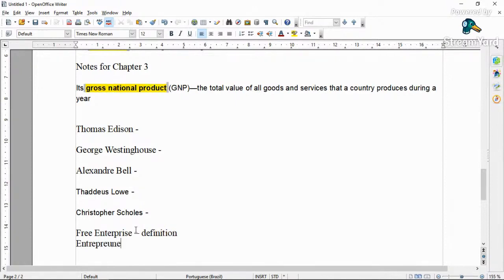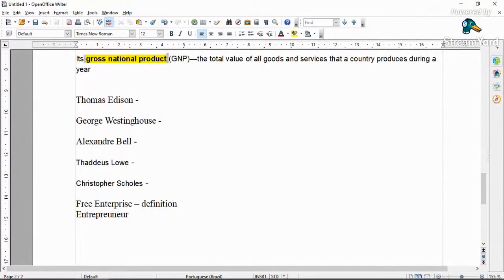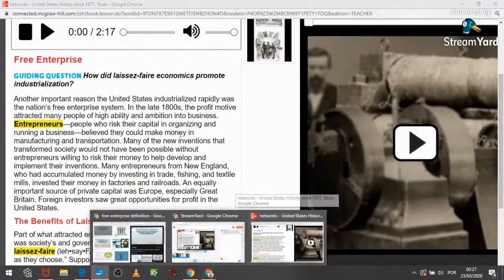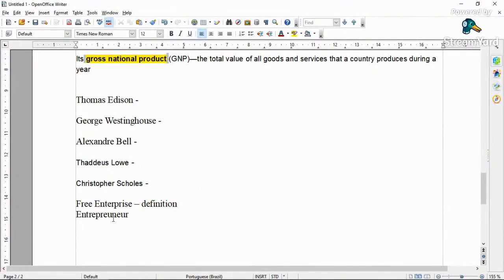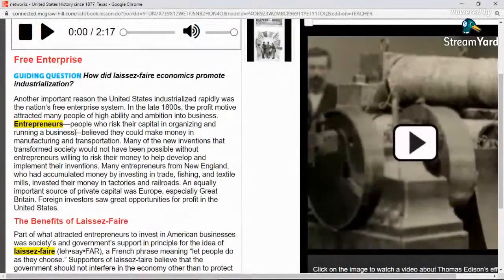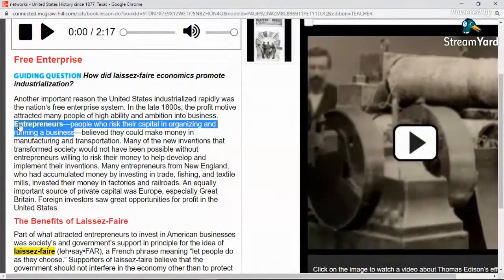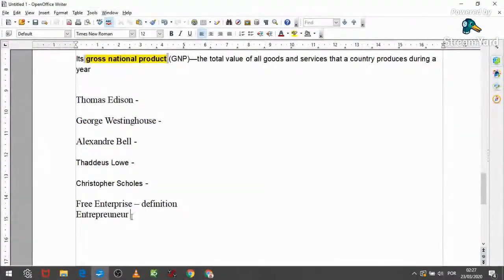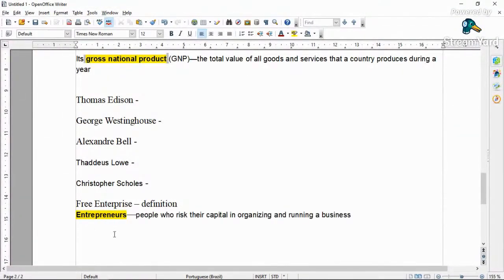entrepreneur. Let me see if I spelled that right. Did I spell it right? I don't think I did. It's a French word. Entrepreneur. Look at me. I think I did it wrong. But anyway, let's put the definition of an entrepreneur right there. And I think that'll be better. Okay? People who risk their capital. What is capital? Their money or property.